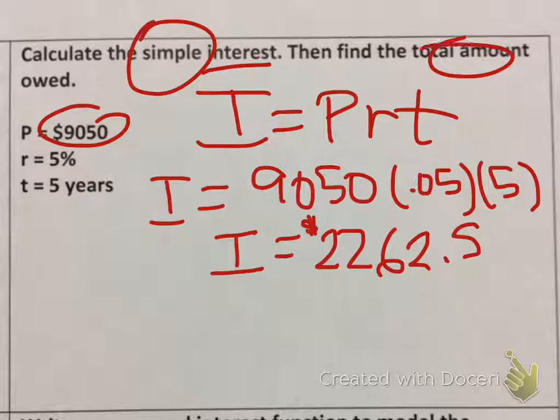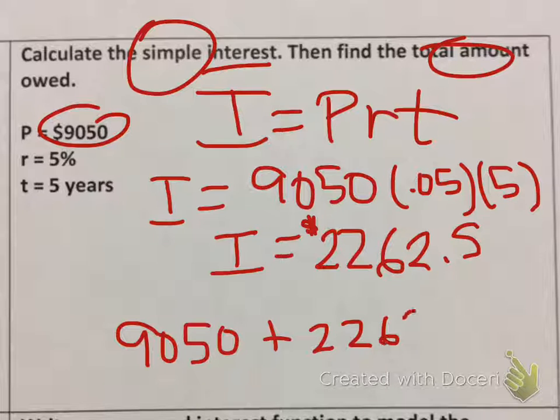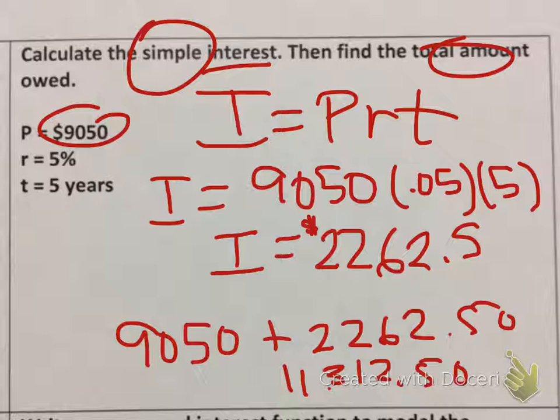It then asks me to find my total amount owed. Well, the total amount owed would be the $9,050 plus the $2,262.50. So just plug that in your calculator real fast. And when you do that, the total amount owed is $11,312.50. Sorry, I couldn't read my calculator very well. So that's the total amount that's owed.